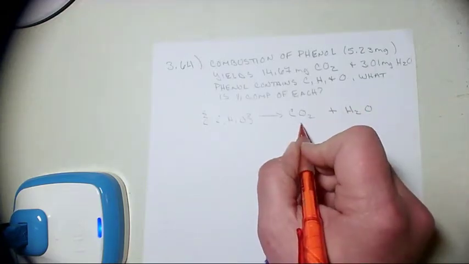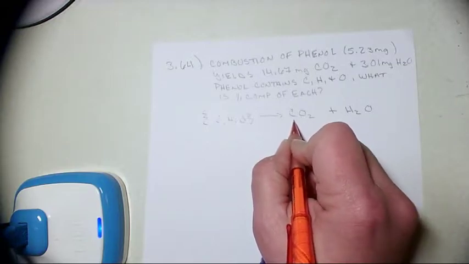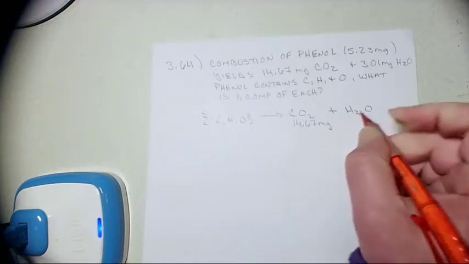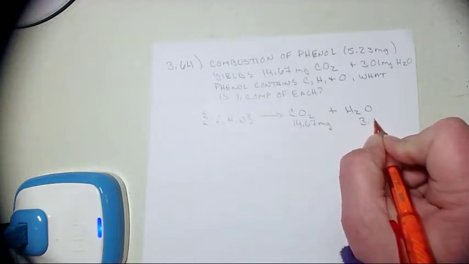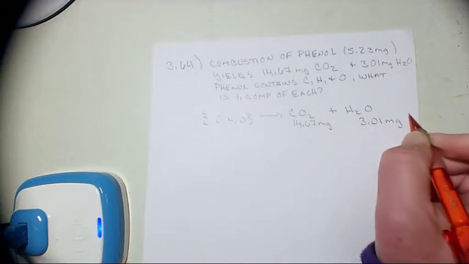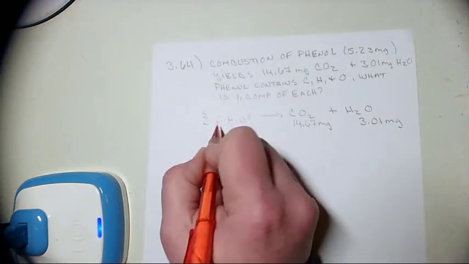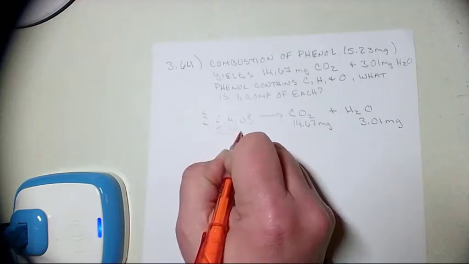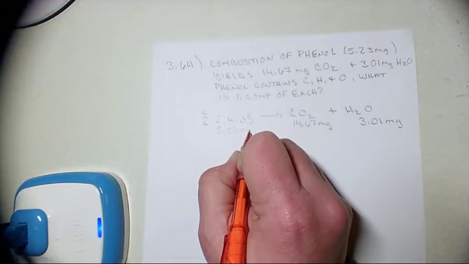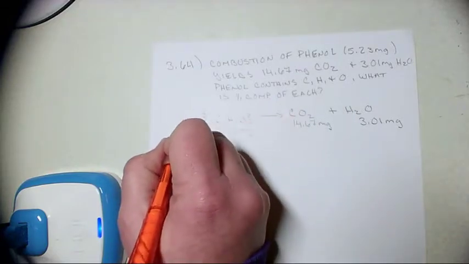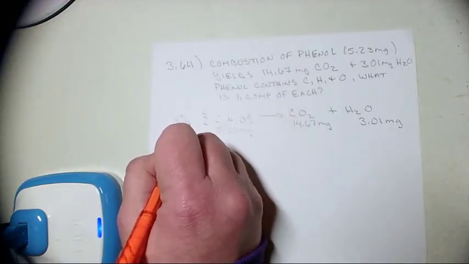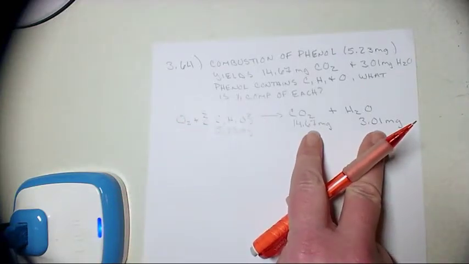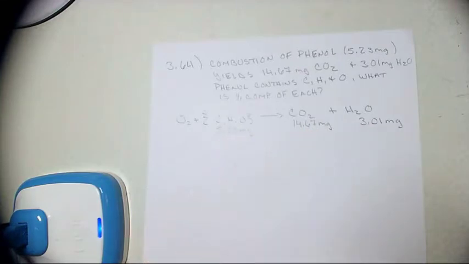And we're told that the CO2 mass is 14.67 milligrams, sorry, and that the water mass is 3.01 milligrams. And we're told that our original sample has 5.23 milligrams of phenol. So what this means is that I should actually write in excess oxygen plus this reaction gives that, because if you notice, these masses are considerably larger than this.